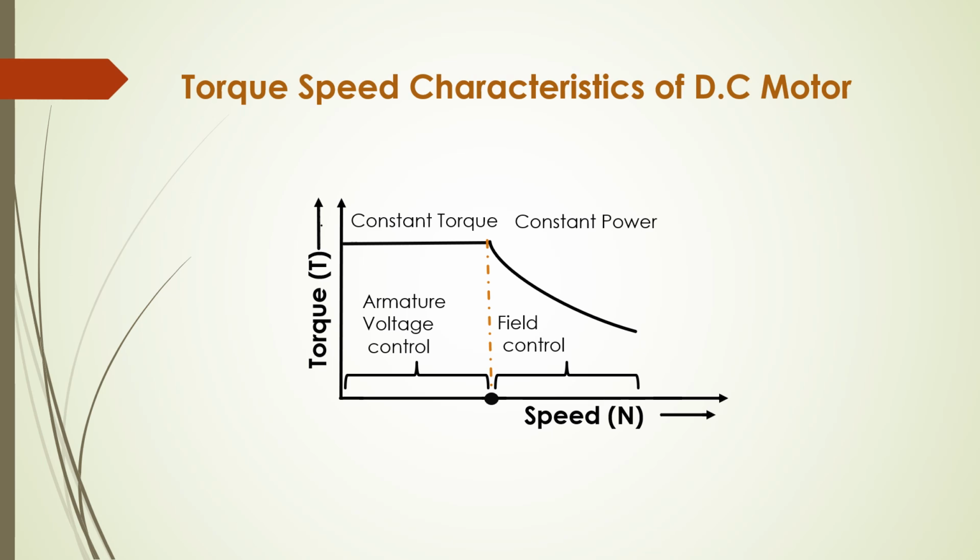The graph actually goes this way. This is the variable torque for the field control method and the power will be constant. Whereas in armature voltage control method, torque will be constant whereas power will be varying. This is the understanding. Okay.